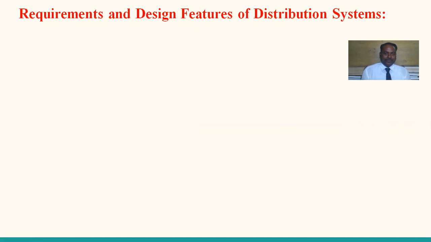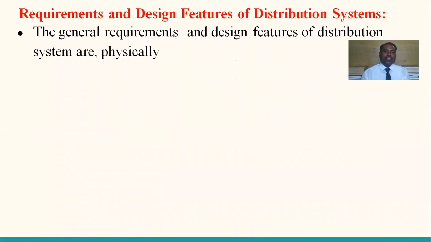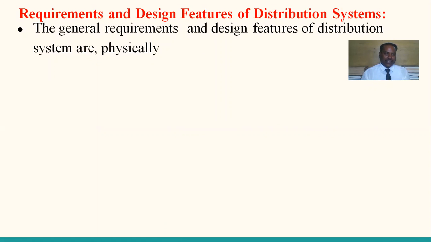So this is the second class in unit number 2, which is the requirements and design features of distribution systems. The distribution system objective is to supply quality power to the consumers. To transfer quality power to the consumers, what are the essential requirements? That is the most important for us. Some physical requirements and some technical requirements are required, so both the physical as well as technical requirements are to be taken into account here.